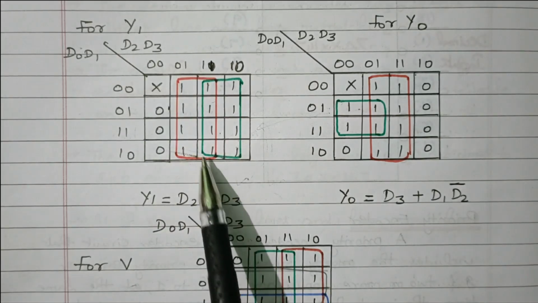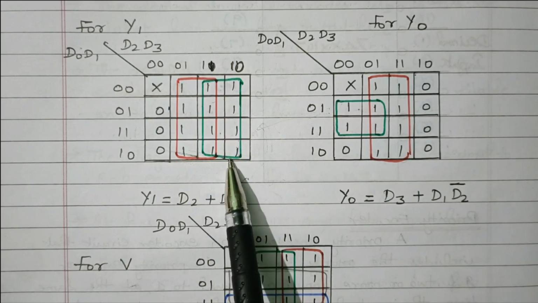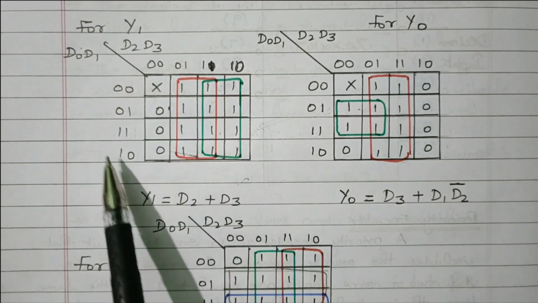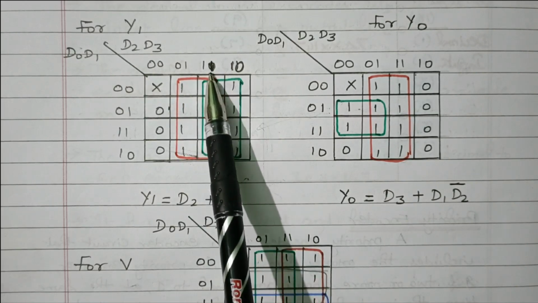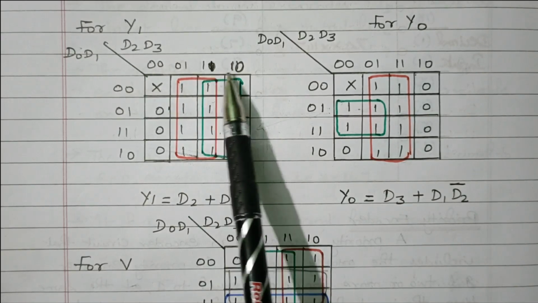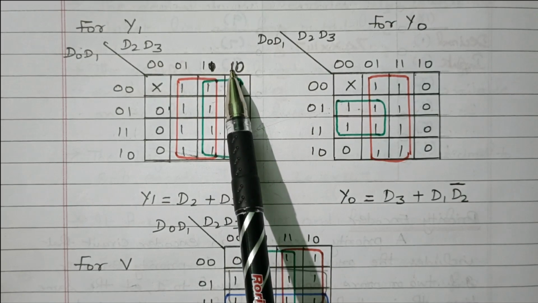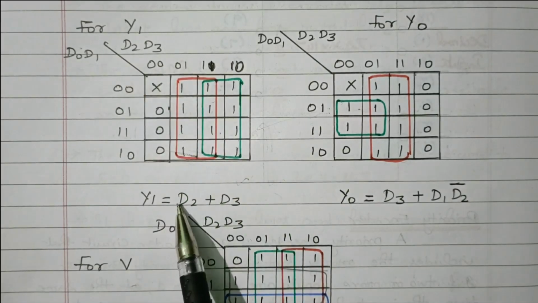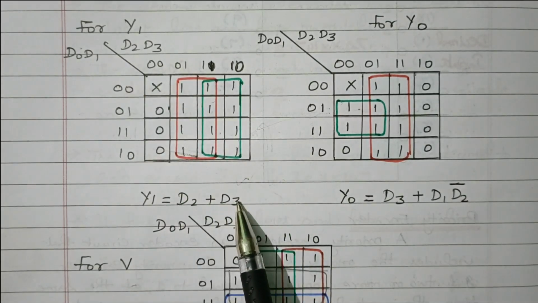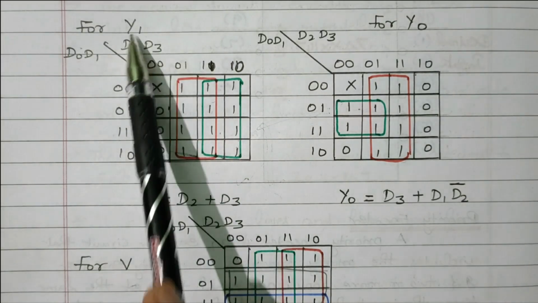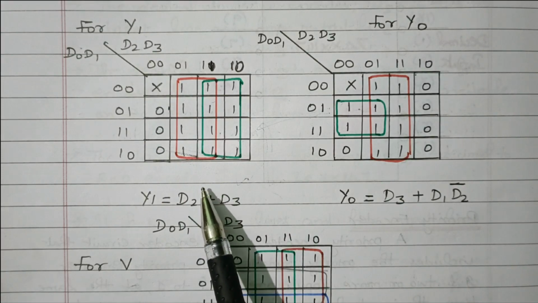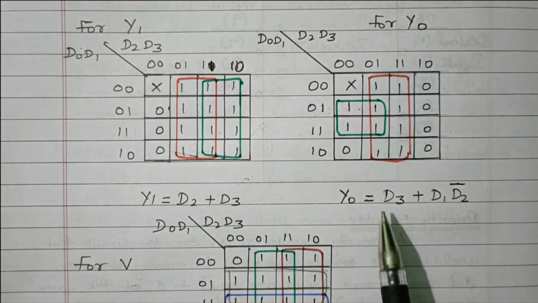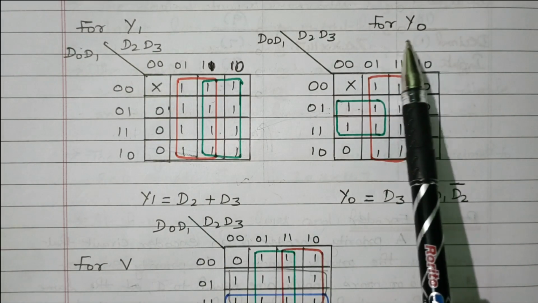We'll get D3. While combining these 8 cells, the corresponding rows will be cancelled. We only have to refer to the third column and fourth column: 1, 1, 1, 0. This 1 and 0 will be cancelled. Only this will be 1, and this 1 means D2. Right? So D2 plus D3 is the expression for Y1. This is based on the K-map. The video for K-map is available separately. We can refer to that. Now the K-map for Y0.